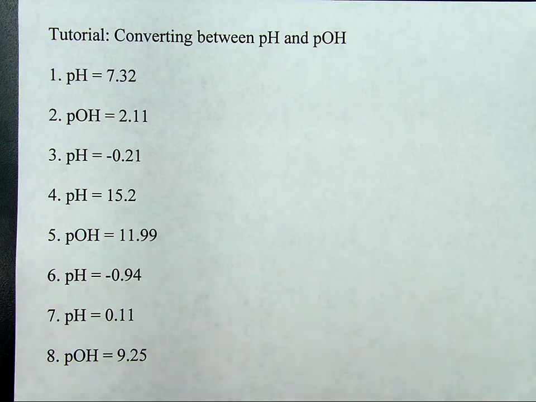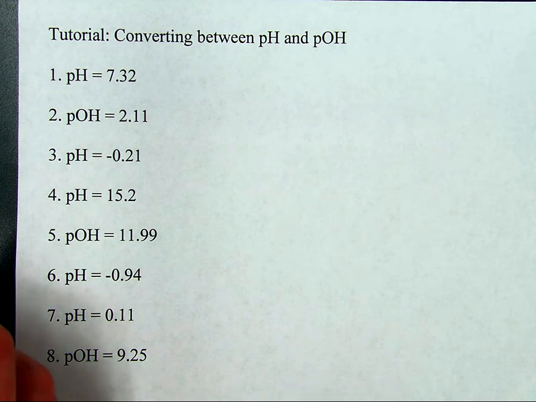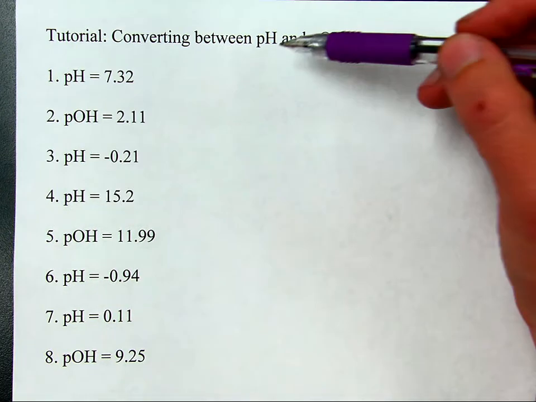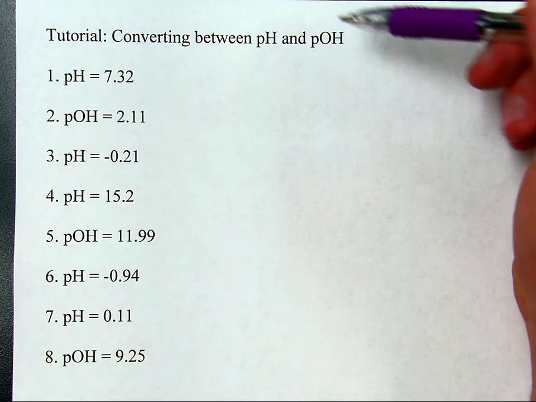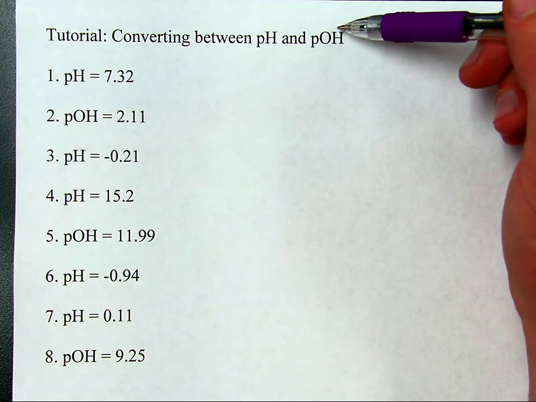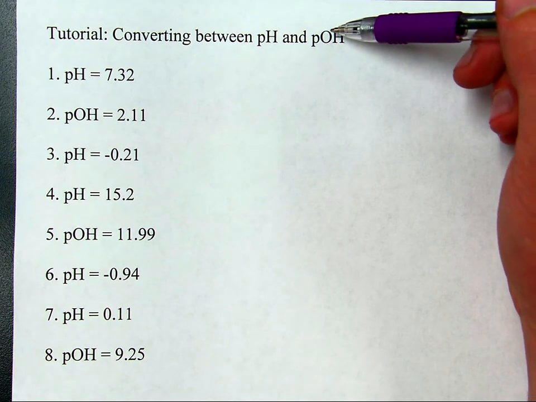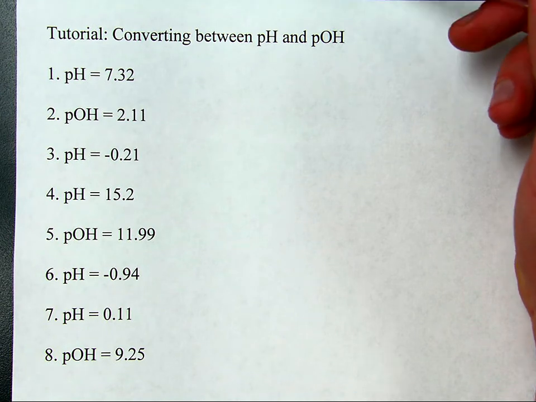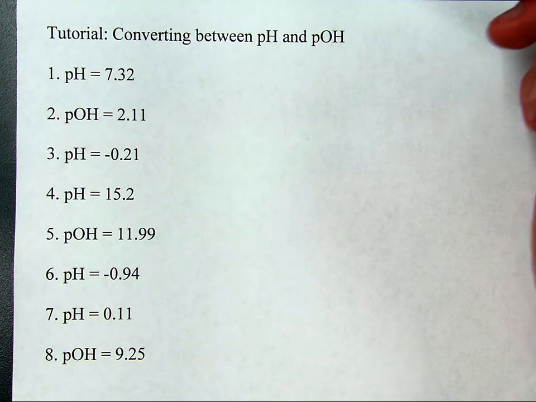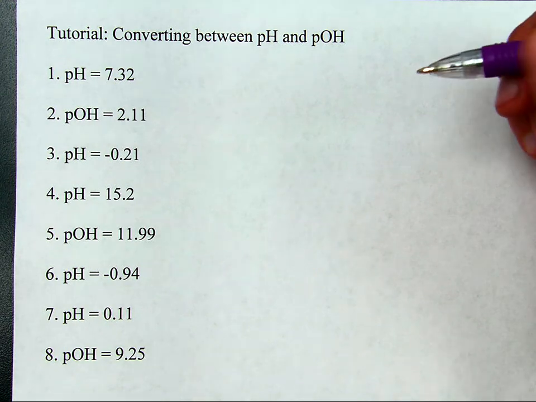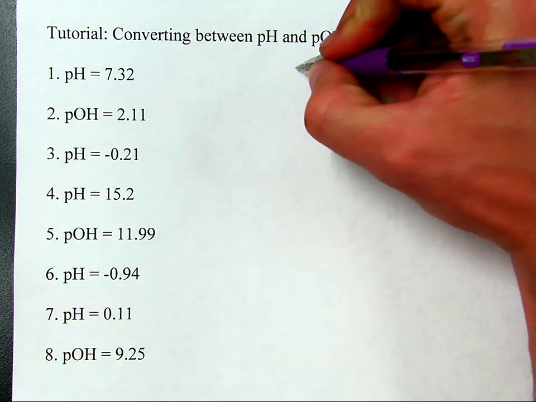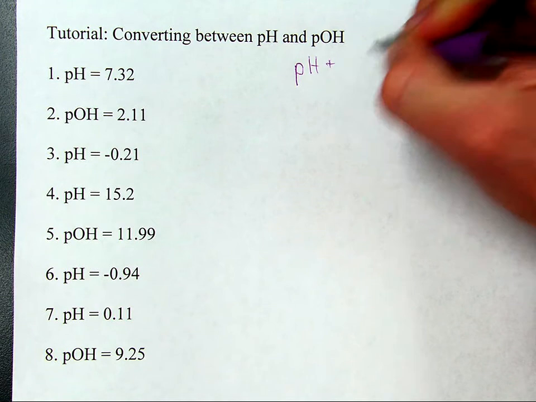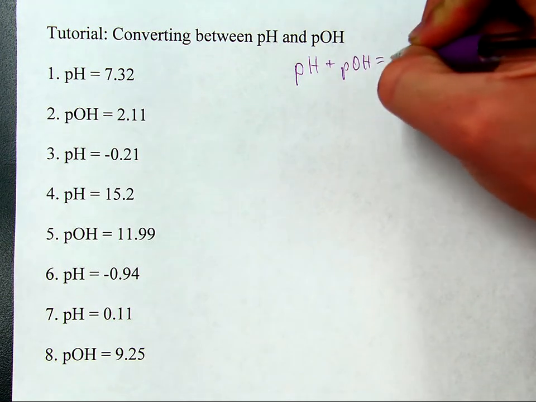Okay, let's examine the topic of converting back and forth between pH and pOH values. So remember that pH is derived from the concentration of hydrogen ion. pOH is derived from the concentration of hydroxide. And the biggest thing that comes with converting between these two is just the basics of the relationship. The math is fairly simple. It's simply pH plus pOH equals 14.